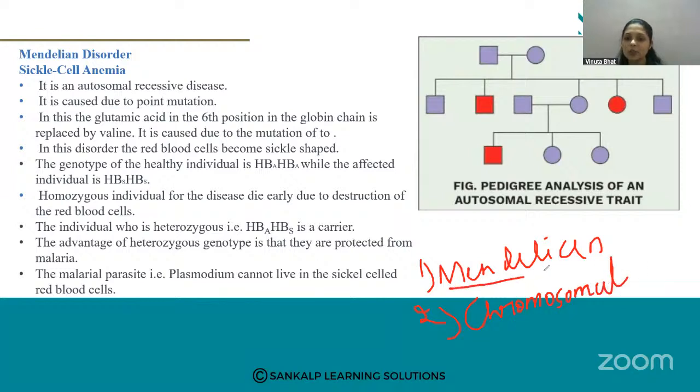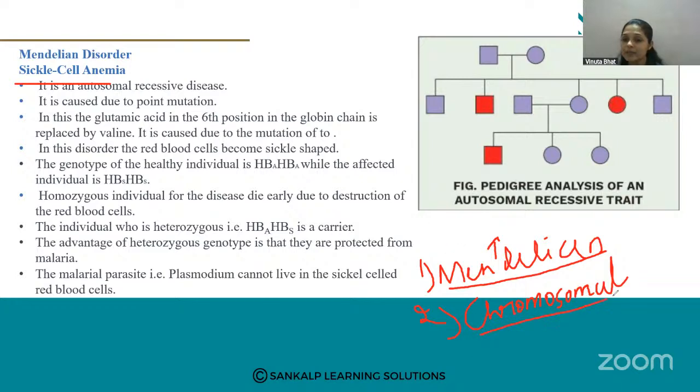So what is the meaning of Mendelian disorders? Mendelian disorders are those caused by a change in a single gene present on the chromosome. So when a gene has changed, that disease is caused. This type of disease is called Mendelian disorders. For example, sickle cell anemia and color blindness. So these are all examples of Mendelian disorders.